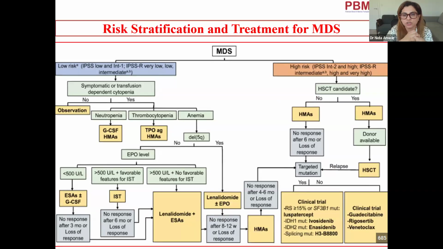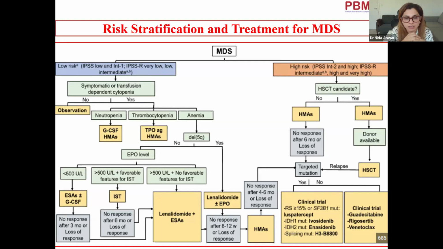As I mentioned, before embarking on the treatment, risk stratification is very, very important. By low risk, I mean the patients who on the IPSS are low or intermediate-1, or by virtue of IPSS-R are very low or low risk. The first important question is whether the patient has symptomatic cytopenia. Is the patient transfusion dependent? If not, just observe. If the patient has symptomatic cytopenia or transfusion dependency, you need to determine what the cytopenia is. Is it isolated anemia, thrombocytopenia, neutropenia, or a combination?